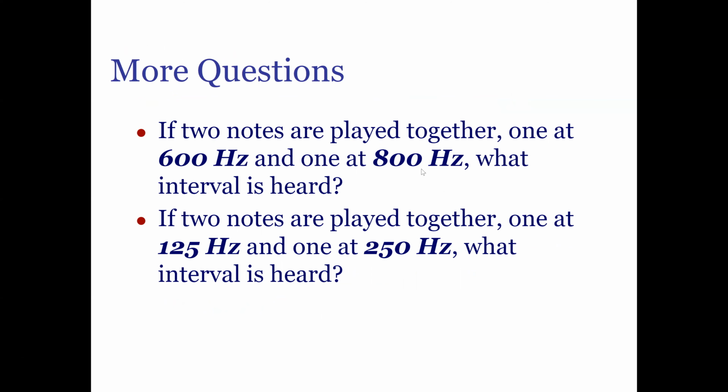So if we're doing this, what we want to do is take the ratio of our two frequencies first and then see which one of them that lines up with. So this one, if we take 800 over 600, we get 4/3, which we see was a perfect fourth if we go back and look at our frequency intervals.